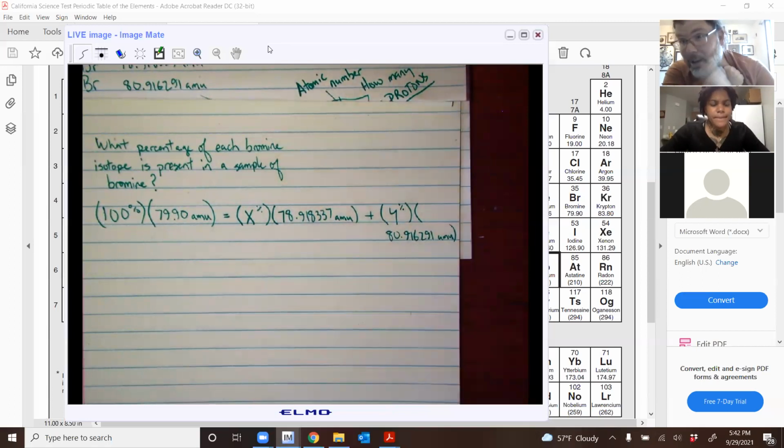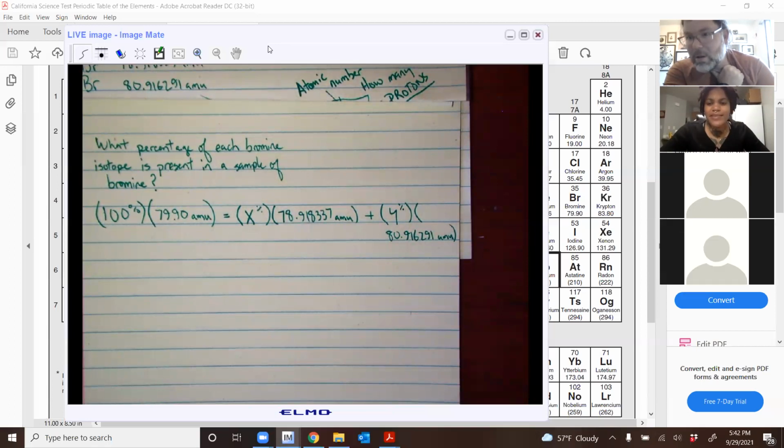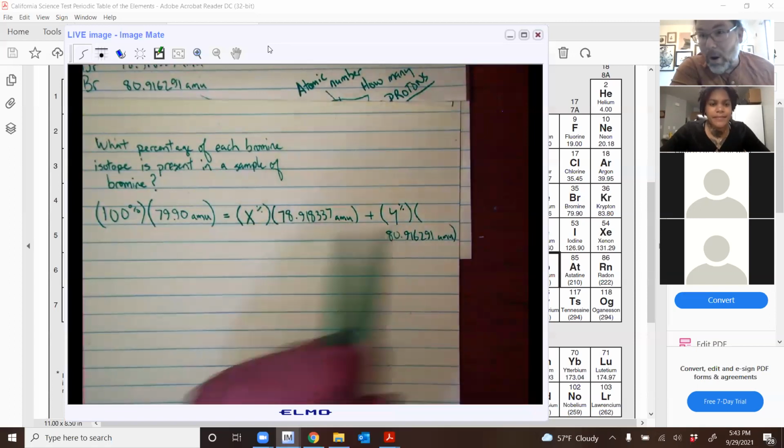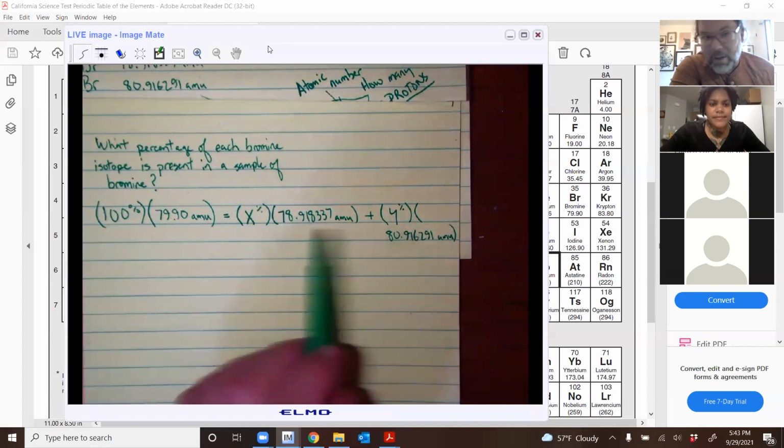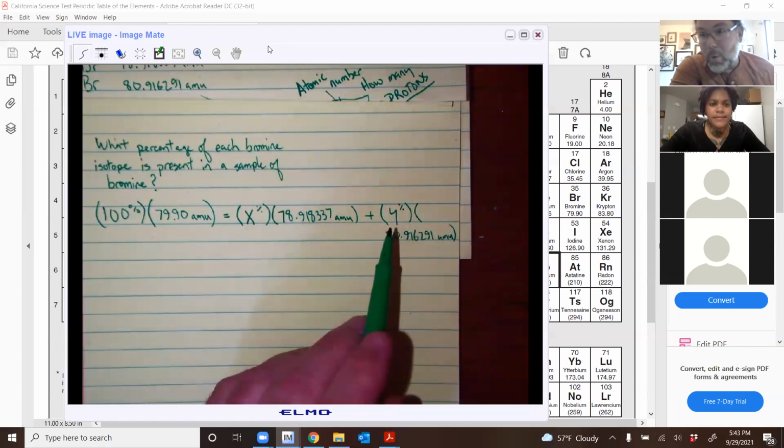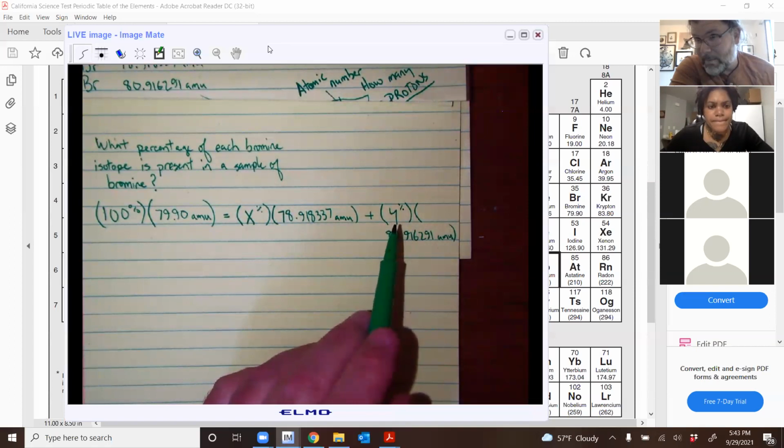What do we know about these two percentages? Because those are the only two isotopes of bromine, at least the only ones we have to worry about, they have to equal 100%, right? Awesome. So can't we write one of these in terms of the other one? So instead of Y, we could say 100 minus X right here. Whatever X was, Y would have to be 100 minus X, right? Does that make sense to everybody? Yeah.